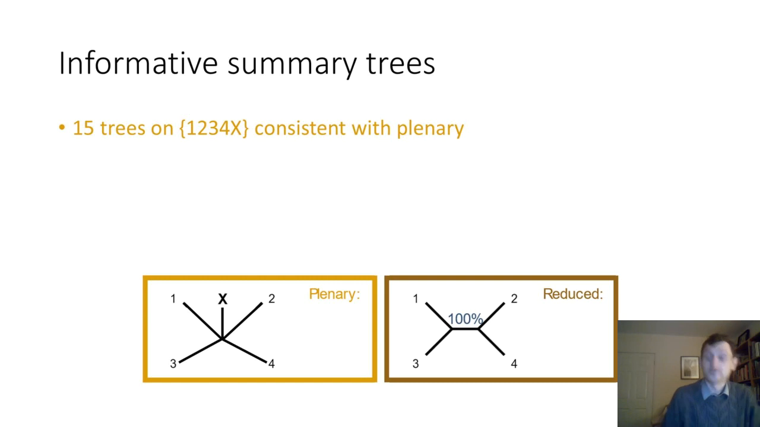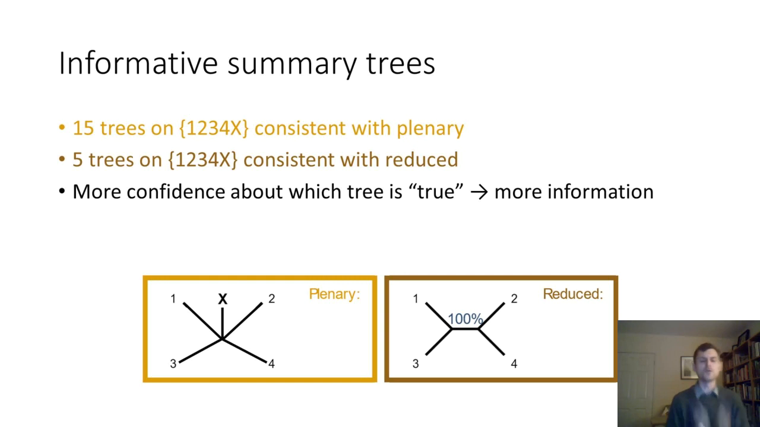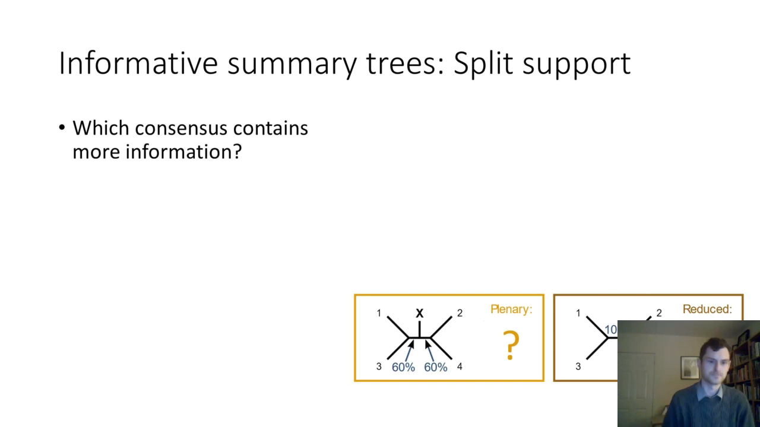So if we're going to generate a single tree to summarise our distribution, we want to generate a tree that contains as much information as possible. Our plenary tree here doesn't really communicate anything. Any of the 15 5-leaf binary trees are consistent with this plenary tree. Whereas the reduced consensus tree rules out some trees. There are only 5 of these 5-leaf binary trees that are consistent with it. And therefore we've got more confidence about which tree is the true tree according to the phylogenetic results we're trying to summarise. And this increased confidence means that we've gained information about the true tree.